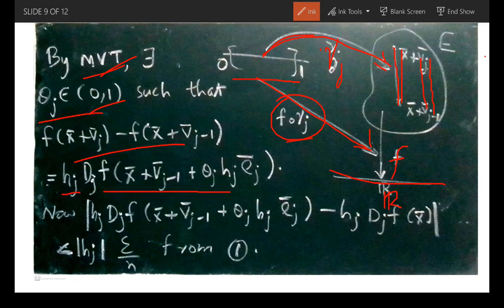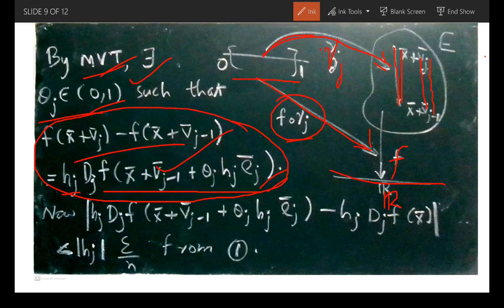So d_j f at the point x + v_{j-1} + θ_j h_j e_j. I want you to justify this step. My explanation is still not complete. Since this is a kind of recording, I have so many limitations. So you please go through this step. I want you to understand this step.